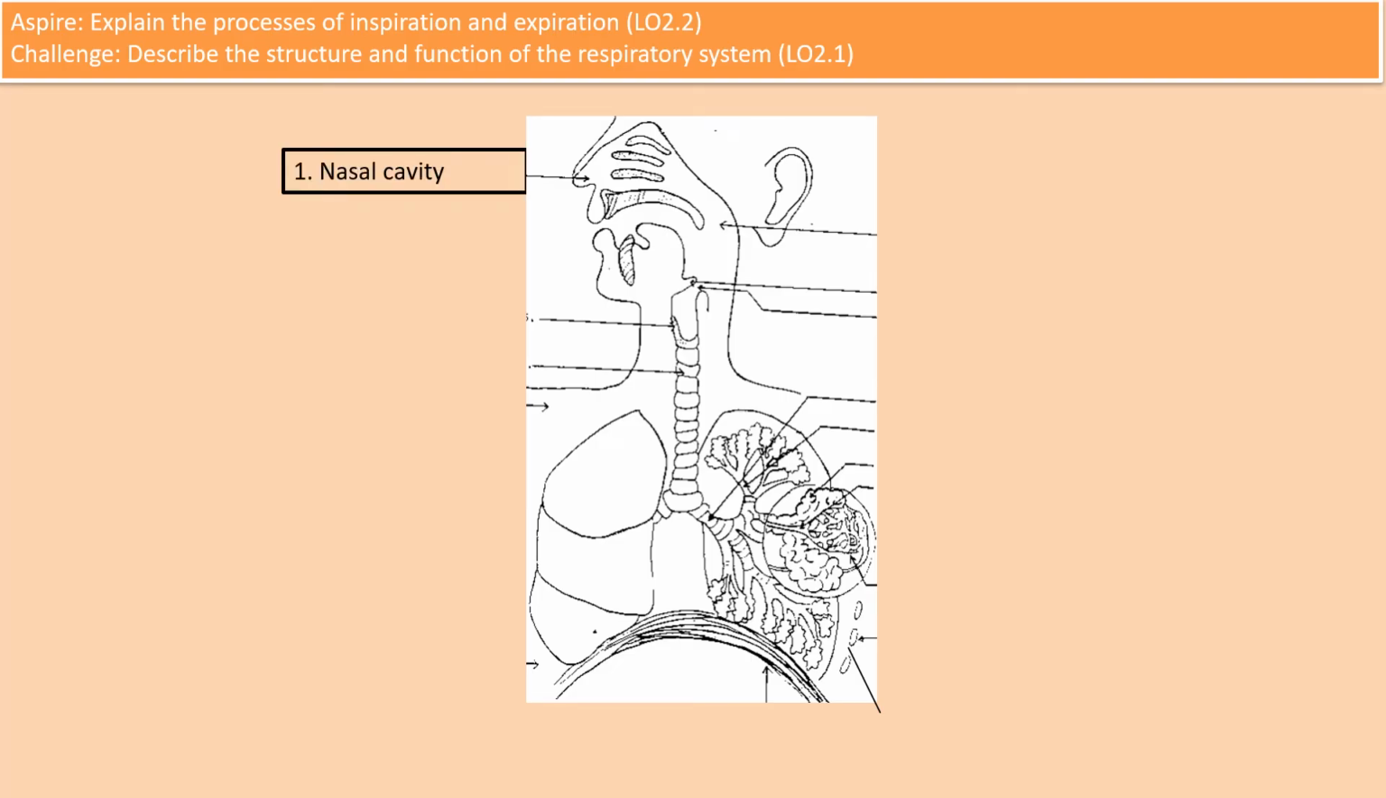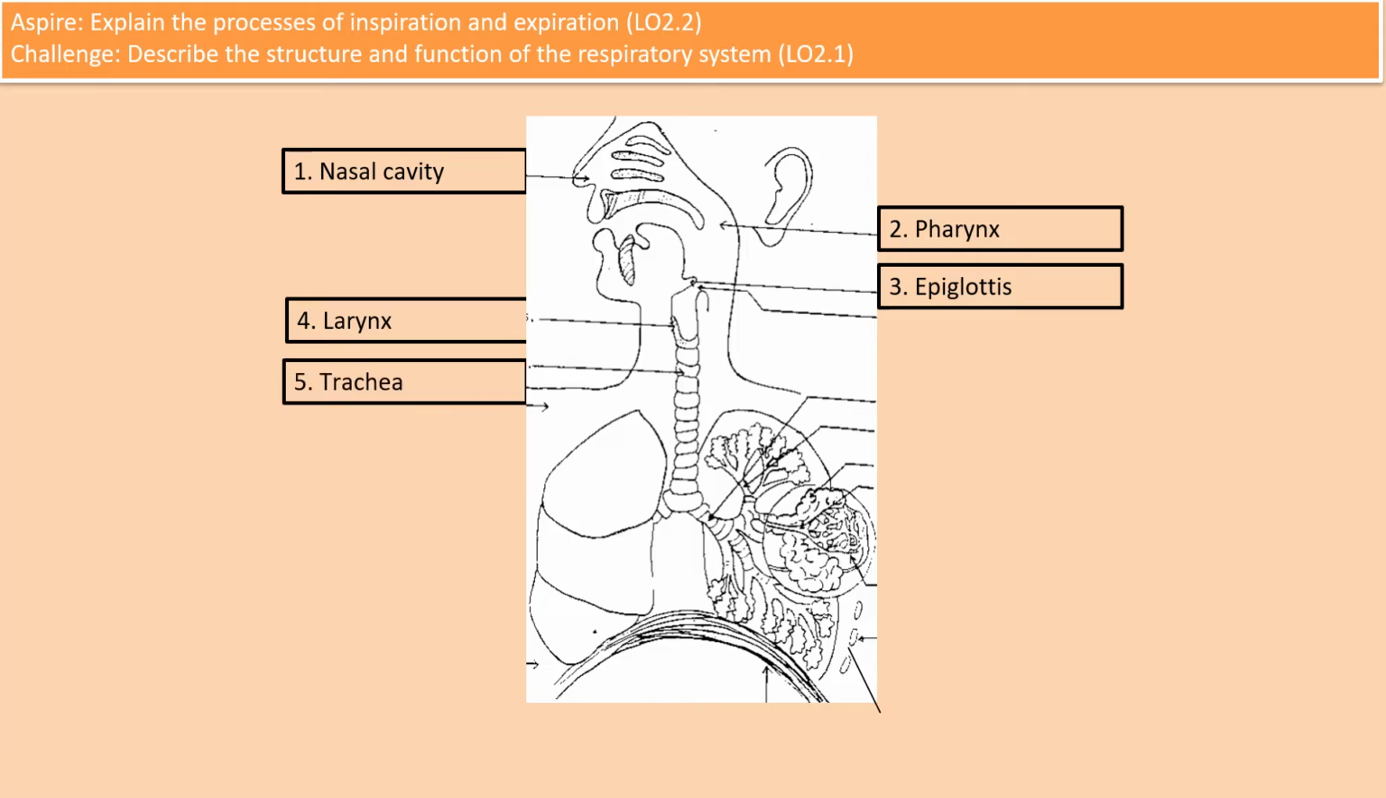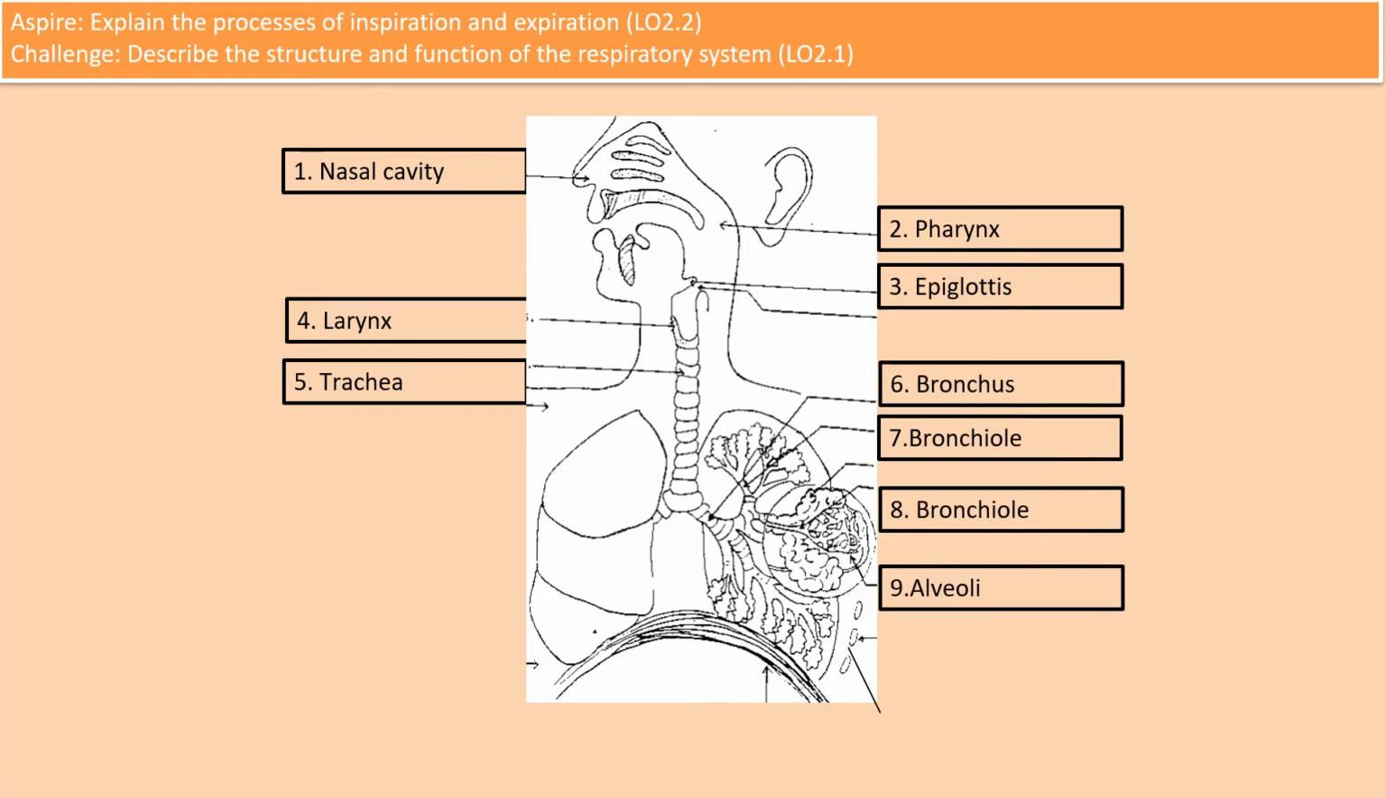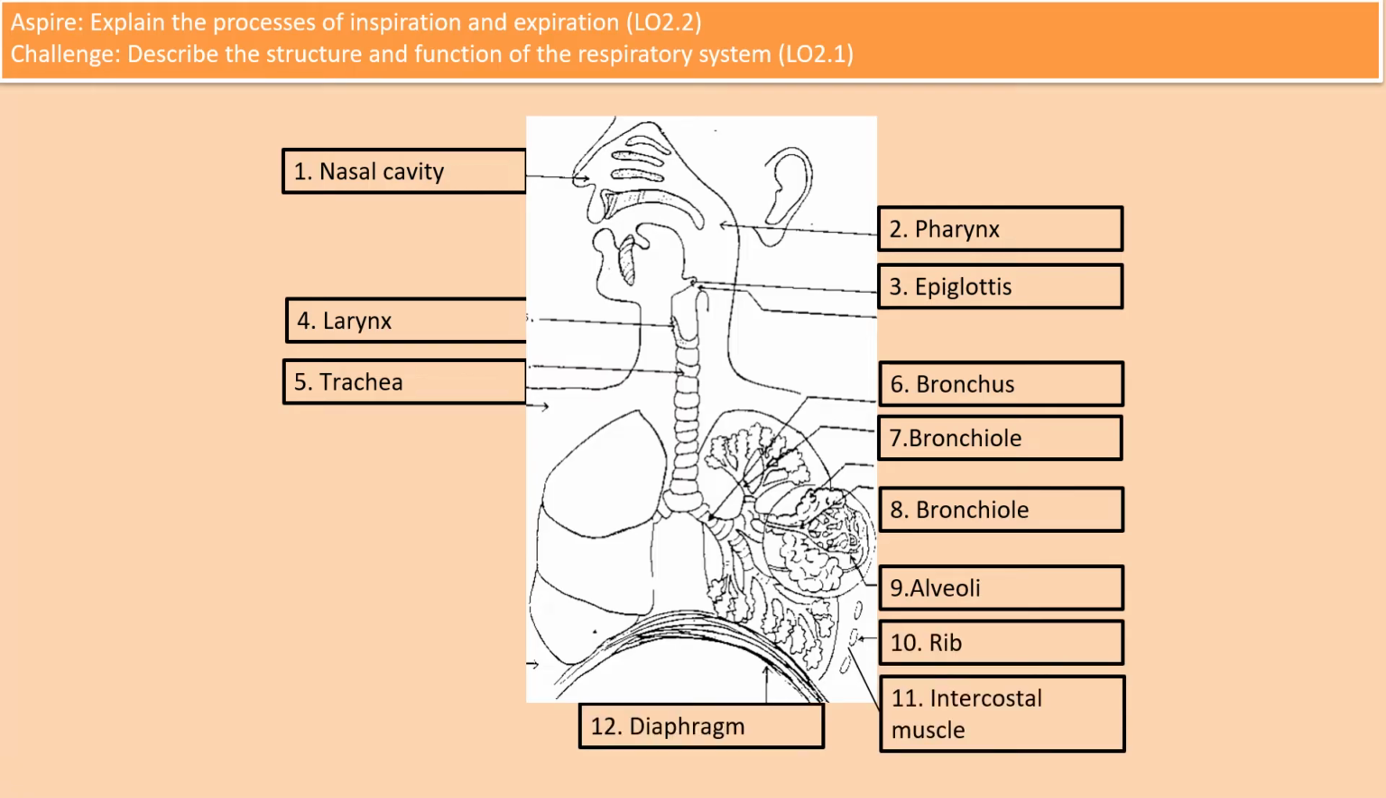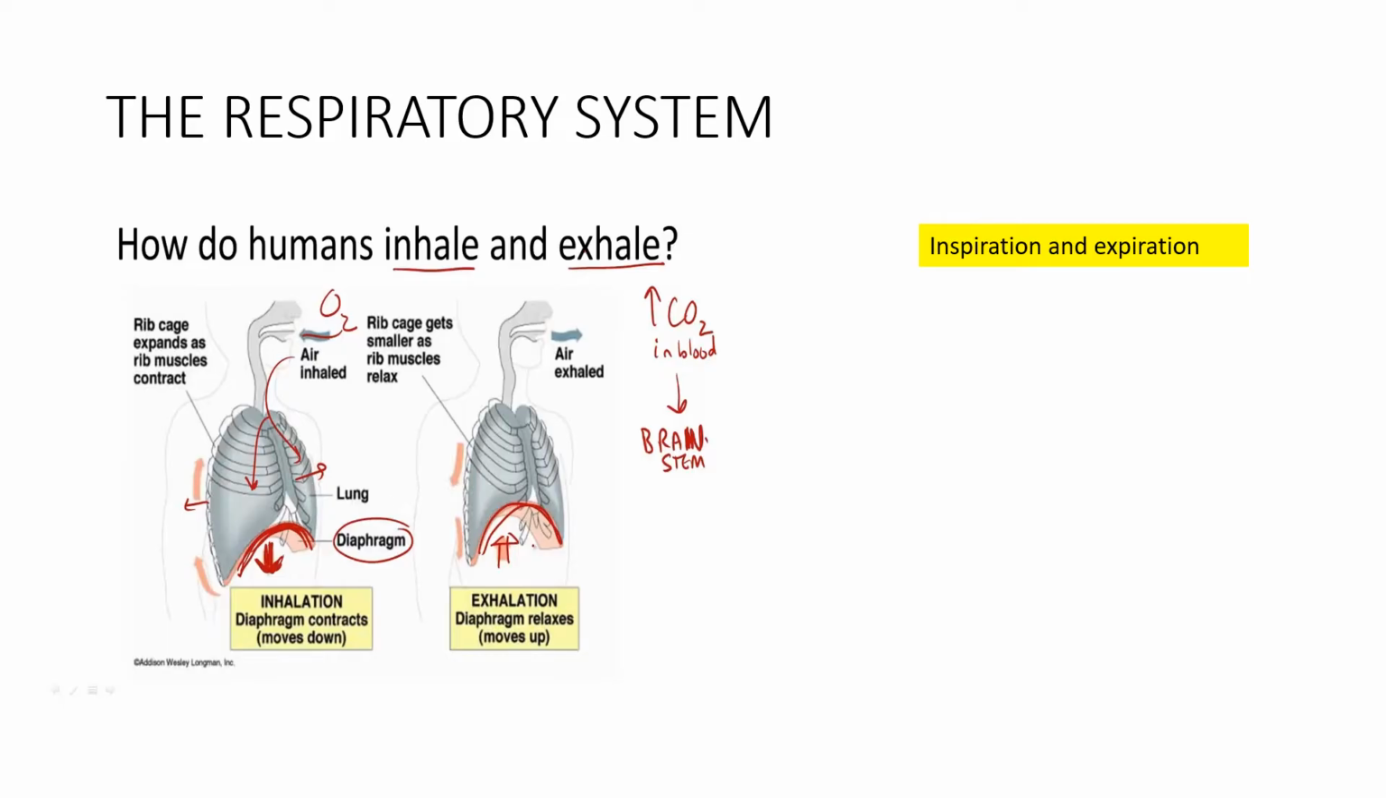Next is the respiratory system. You should know how to label the respiratory system and the pathway that air would take from entering the nasal cavity and the mouth all the way down to the alveoli. There might be something on the respiratory system on inhalation and exhalation.